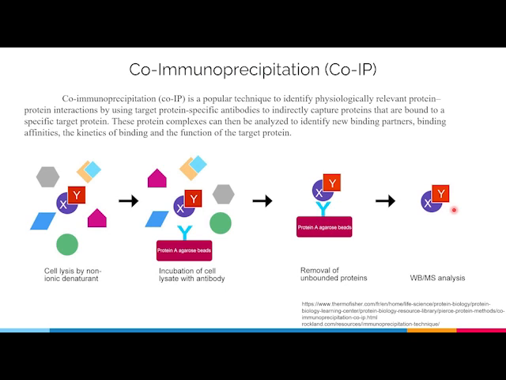Anyone has? Yes, okay. So everyone understood what co-immunoprecipitation is. So essentially, like in bullet points, you use an antibody against one protein to find its interacting partner is essentially the entire thing. Antibody against X to find the partner Y.